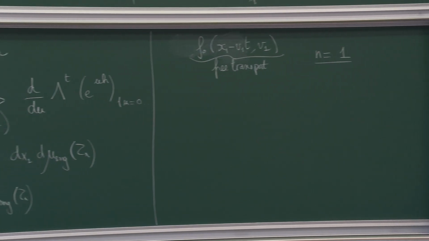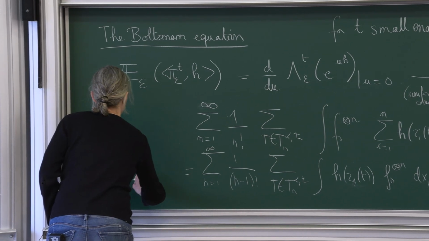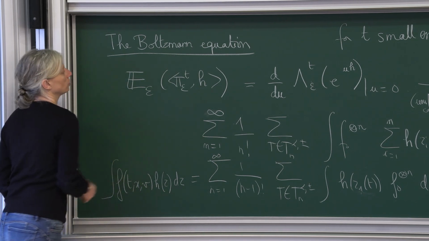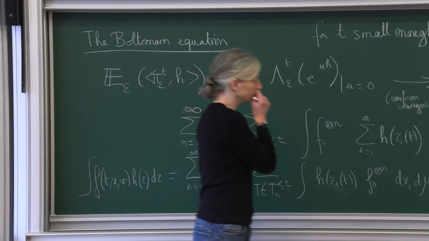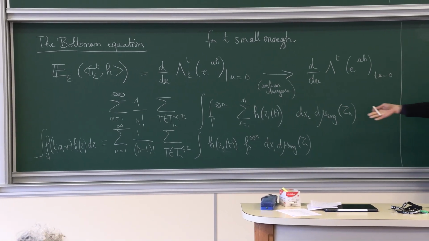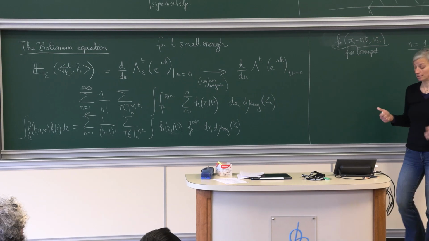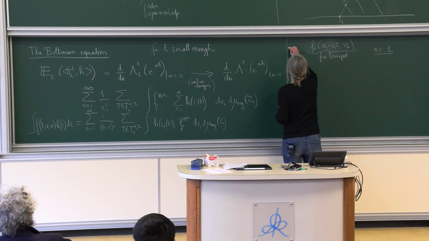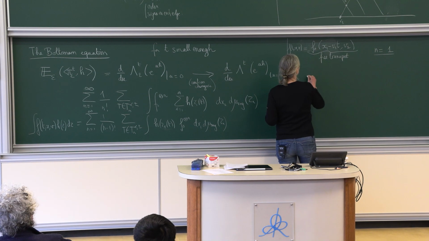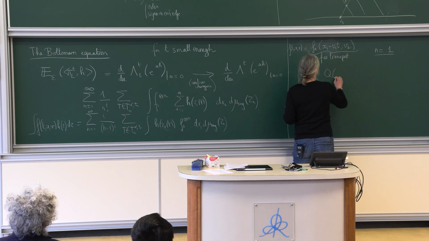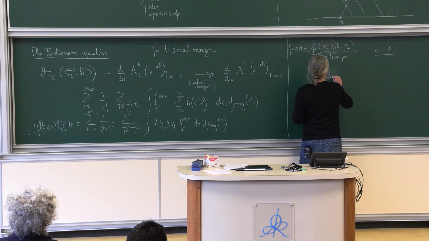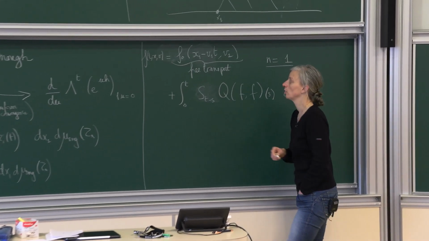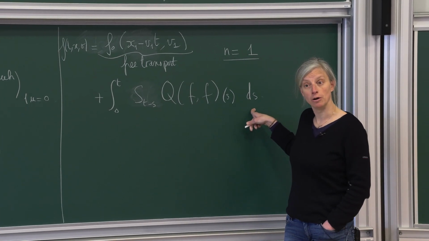Okay, so this will give you exactly the integral of f of t x v times h of z dz. That's just what you get here. And then you have all the other terms, and for these other terms, what you would like to prove is that this guy is equal to this plus the integral from 0 to t of, say, the transport S of t minus s, applied to this Q of ff at s ds. Okay, that's just the mild form of the Boltzmann equation.